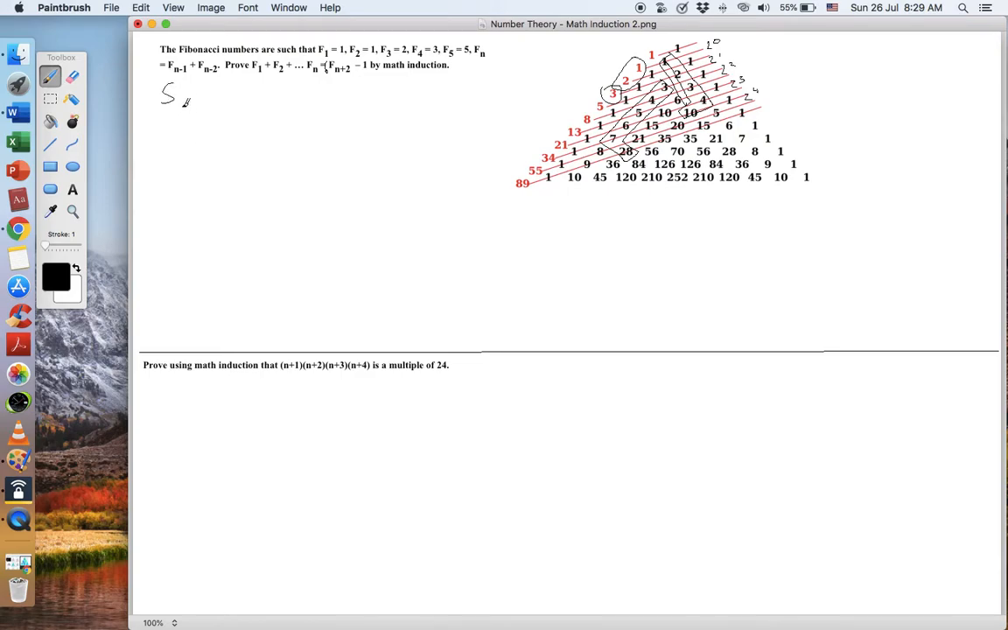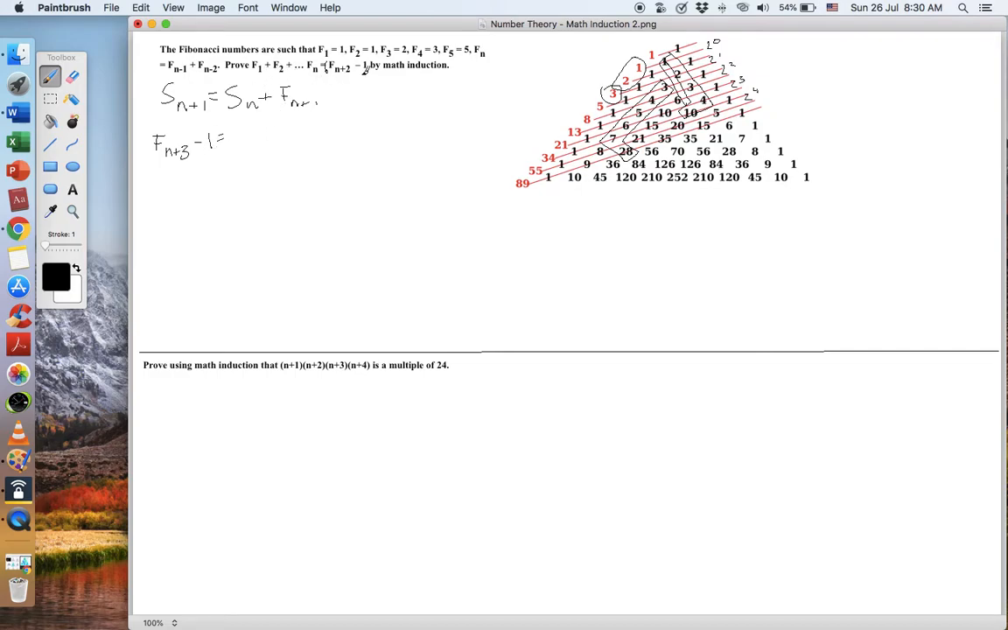And so remember, in order to prove by math induction, we've got something like this. We've got the sum of n plus 1 terms, which is equal to the original sum, and then we're going to add to that f sub n plus 1, which is the original last term on the left, substituting n plus 1. And then we're going to take the original right-hand term and substitute n plus 1 for n. We get f sub n plus 3.